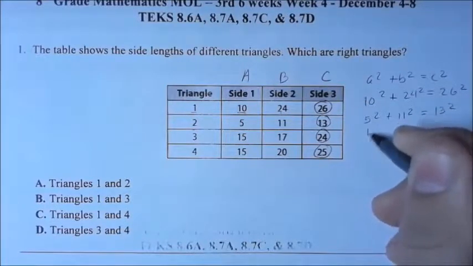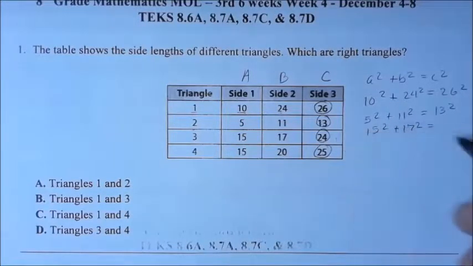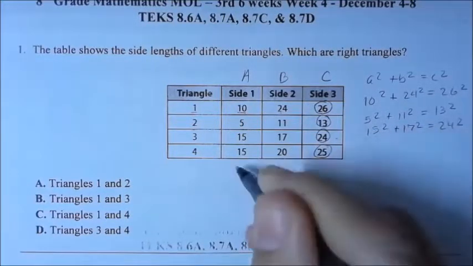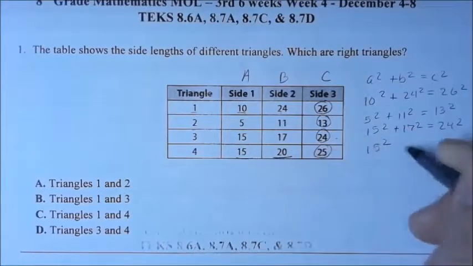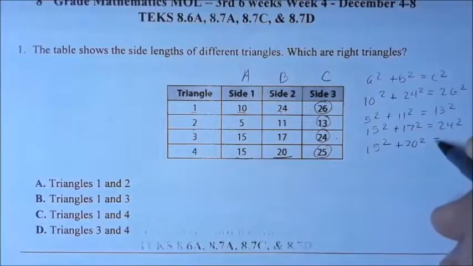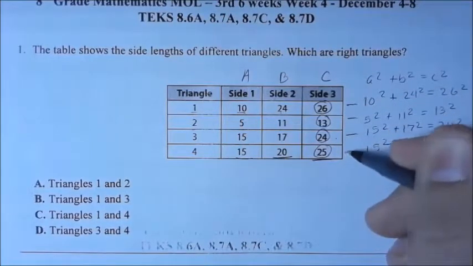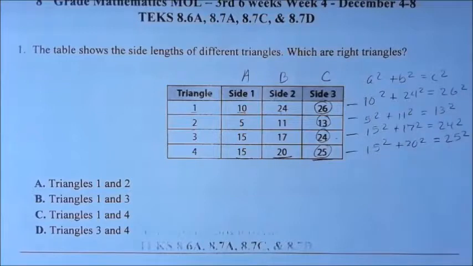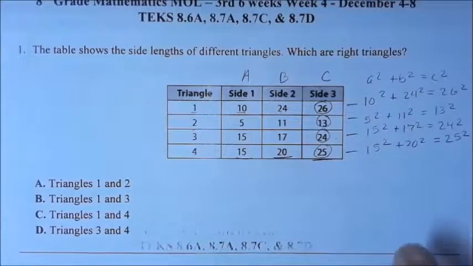And then we have 15 squared plus 17 squared equals 24 squared. And we have 15 squared plus 20 squared equals 25 squared. Okay? So now we're just going to look and see these all align to these values, and we're going to see which one's true or false. And I'm going to put a T or an F right on top of it, depending on which one.